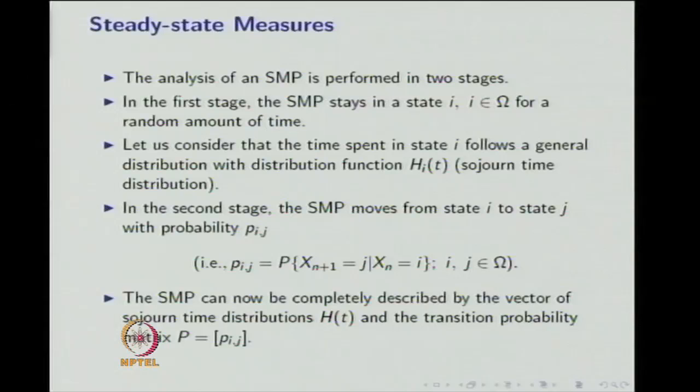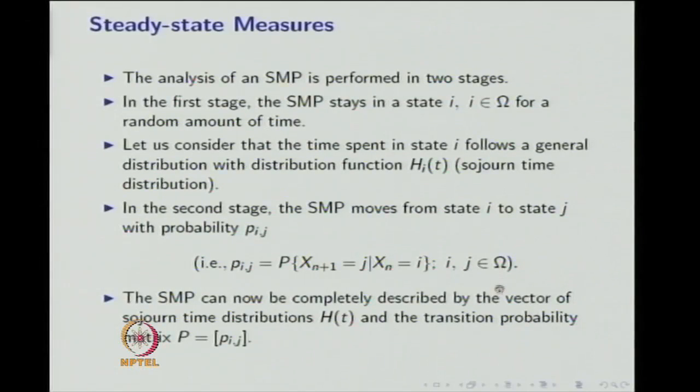The system will be in the state j at the n plus 1th time instant, for i, j belonging to omega. So, that is a conditional probability: the conditional probability of X n plus 1 is equal to j given X n is equal to i, for i, j belonging to omega.